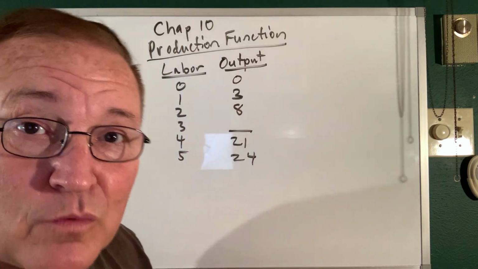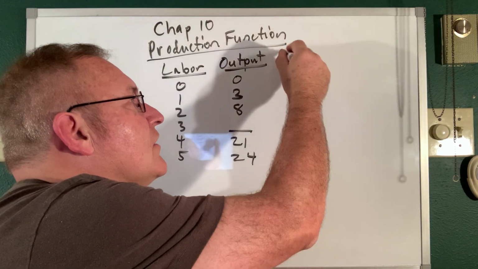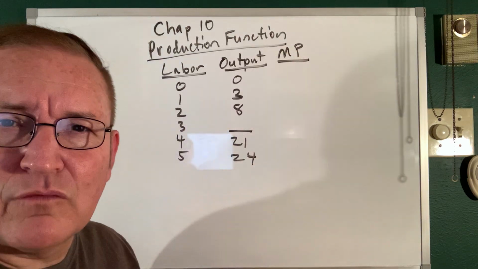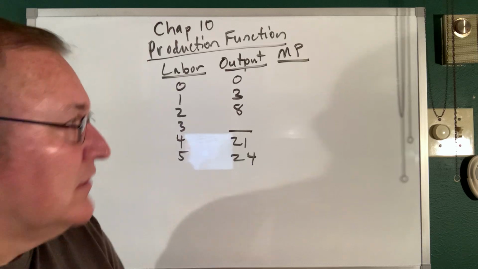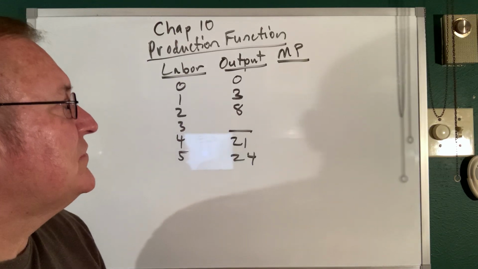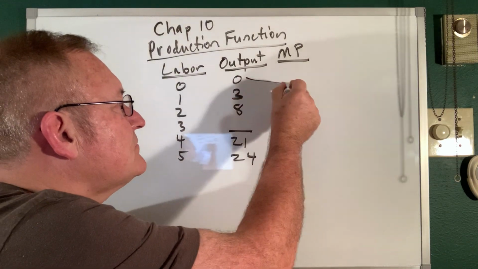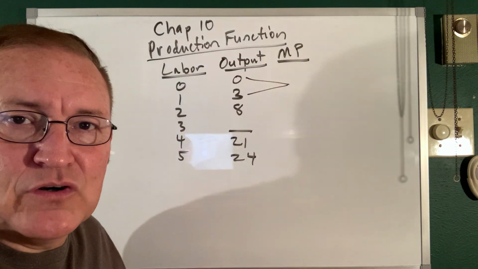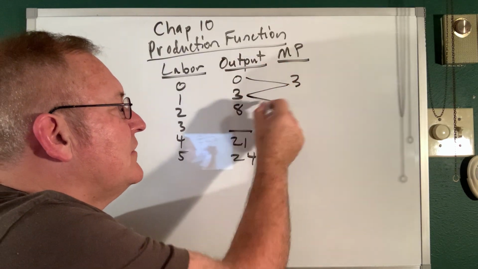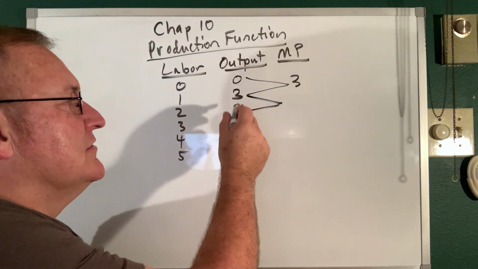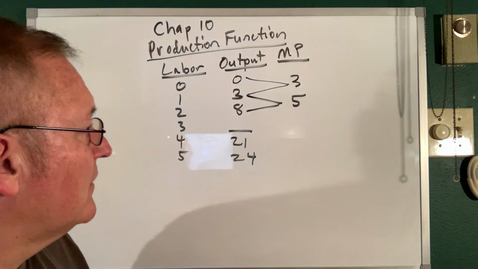Okay, so if you were to see this on an exam, the column that's missing is marginal product. So go ahead and write marginal product there, and let's see what we have here. The first thing is I can calculate some of the marginal product, right? Because the marginal product of that first worker is what? 3 minus 0, 3, and the marginal product of the second worker is 5, right? Because 8 minus 3 is 5, okay?